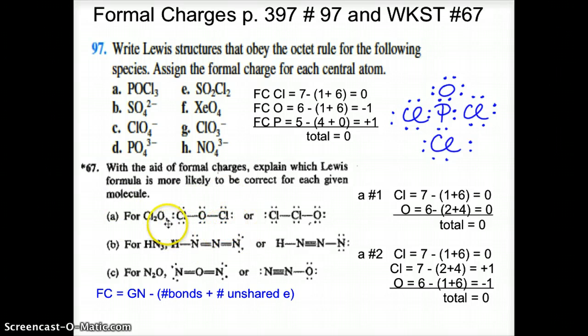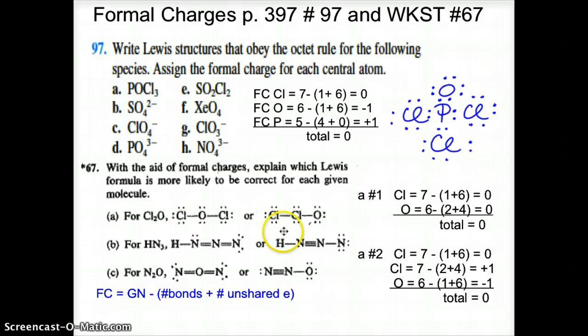The 2 chlorines on the end are identical, so group 7 minus, they each have 1 bond, that's represented by the stick there, 6 unshared electrons, so 7 minus 7 is 0. We would multiply that by 2 because they're both the same. And then the oxygen in the center has 2 bonds and 4 unshared pairs of electrons, so 6 minus 6 is 0. Total is 0. So that number 1 tells you that the structure is good.